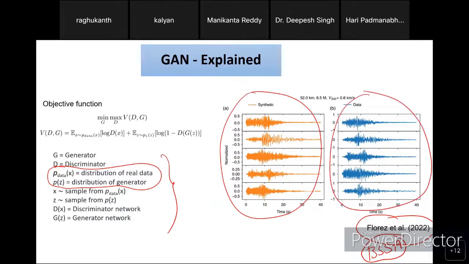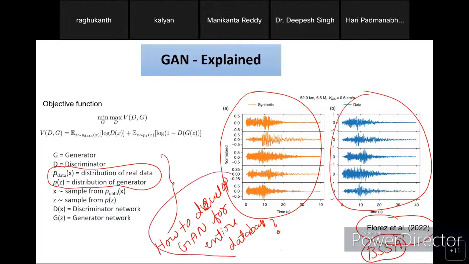In this paper they have clearly shown the synthetic time histories, even their response spectra and Fourier amplitude spectra, are more or less close to the data itself. But of course this approach also had problems. If I want to mix all the data, like a magnitude 9 earthquake and a magnitude 6 earthquake, durations will be different. These people limited it only to similar durations and said the network works. But how to do this GAN for the entire database is still a question, or how to develop it for the entire database. This itself is a question mark and has to be explored.